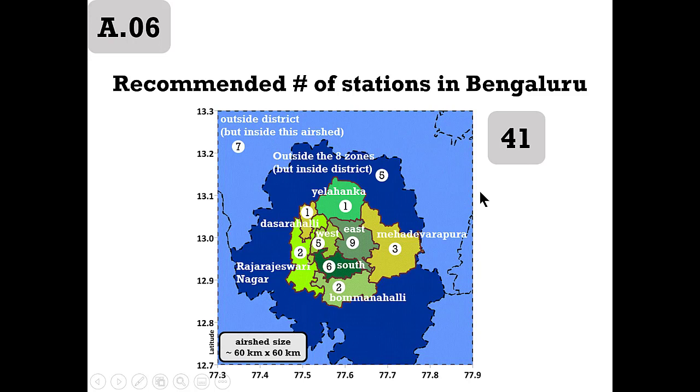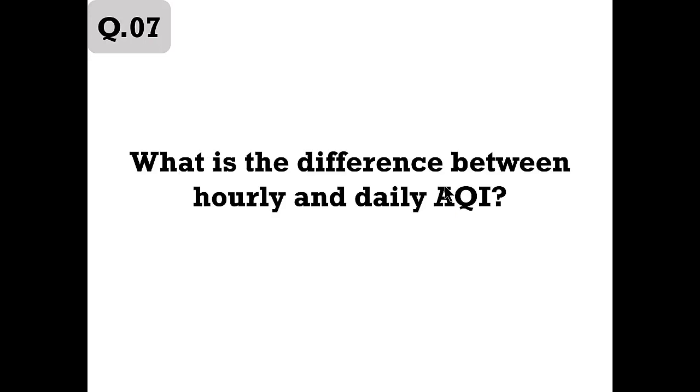A total of 41 stations are required to measure and report what kind of air quality that we see in Bangalore. And this will definitely change if we start focusing on a more smaller area. Then you will need more hyper local concentration measurements to represent the situation.